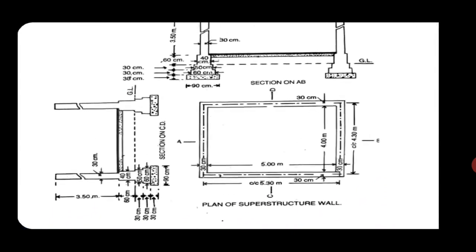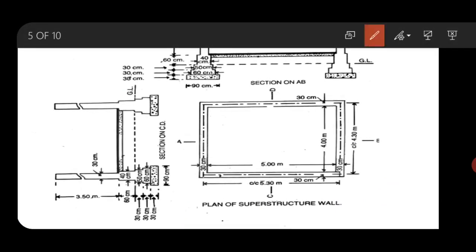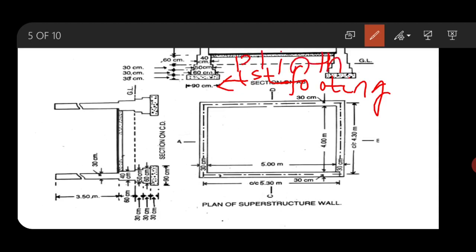So what is brickwork in foundation? You can see from the drawing, from the sectional elevation, the bottom portion is the cement concrete work, and above that cement concrete work there is a brickwork of 60 cm width, which is known as your first footing. And then above that 60 cm width there is a 50 cm width brickwork which is known as your second footing, and above that there is a 40 cm width brickwork which is known as plinth wall.